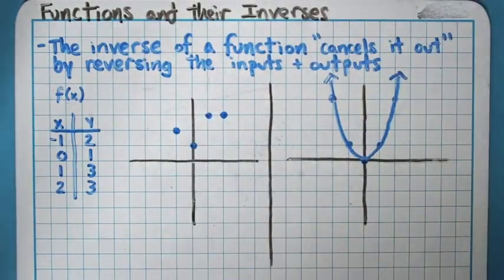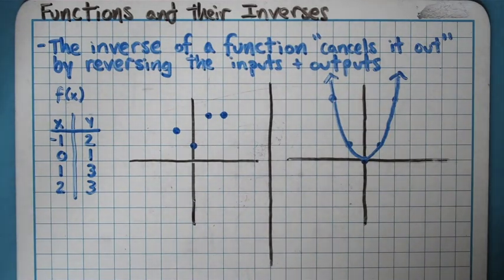Recently, we learned how to perform different operations on functions like adding, subtracting, multiplying them together, etc. And in light of that, it can often be helpful to be able to cancel out or undo something that you did with a function. The idea of undoing a function is covered by the concept of an inverse.